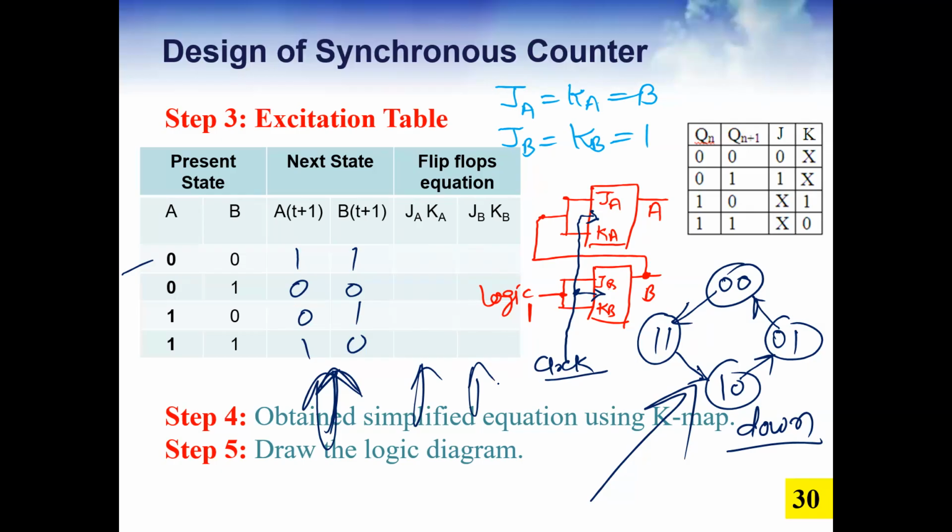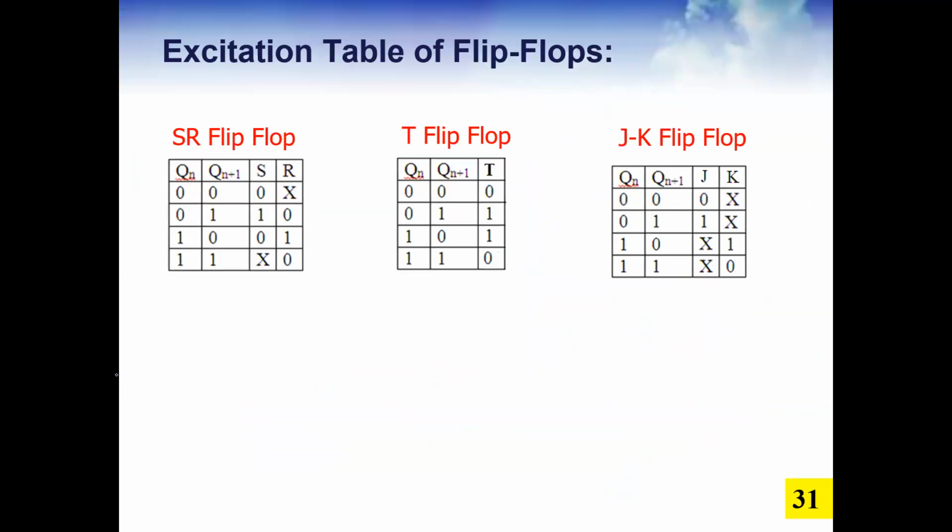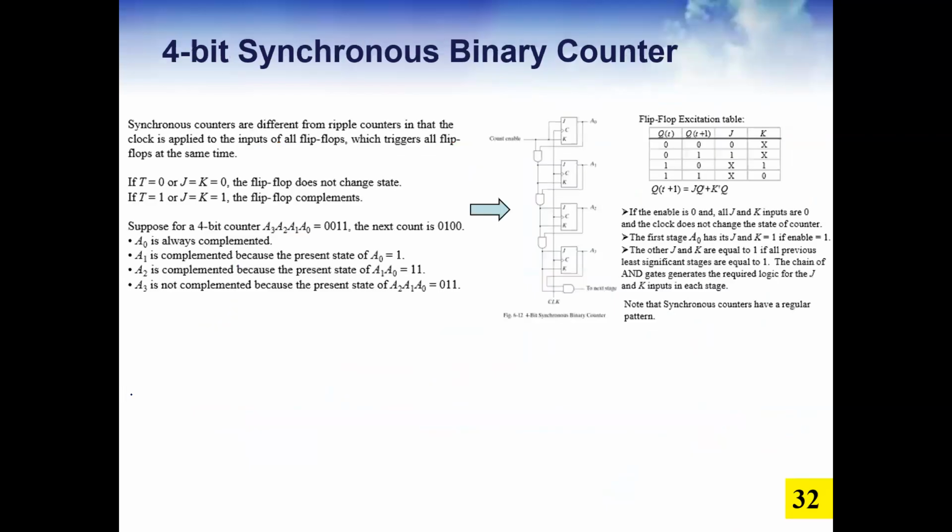Later on you can use a positive edge triggered or negative edge triggered clock, whatever you want to use. So this is about the synchronous counter design. It is a 2-bit counter. Same way, you can go for 3-bit or 4-bit. What you must know is the excitation table. If you want to use an SR flip-flop, you can do it. T, you can do it. JK, you can do it. You can use any flip-flop, it doesn't matter. Getting the point? But the excitation table you must remember or memorize.